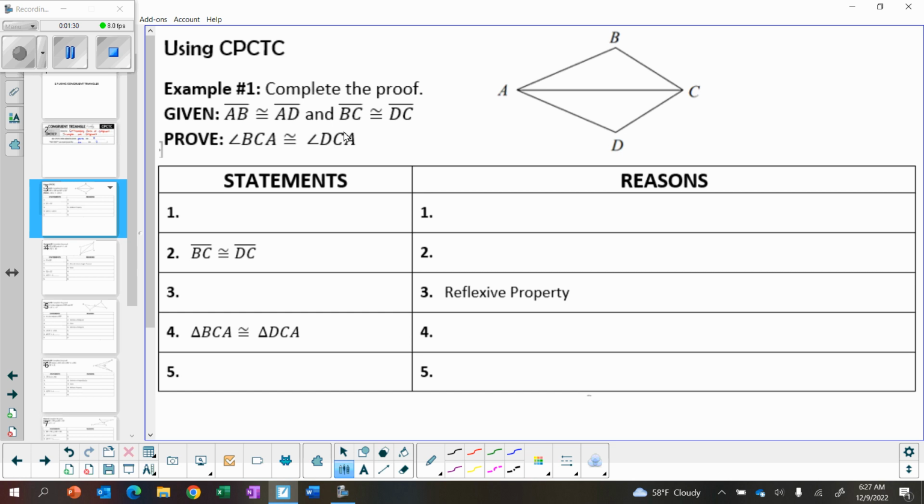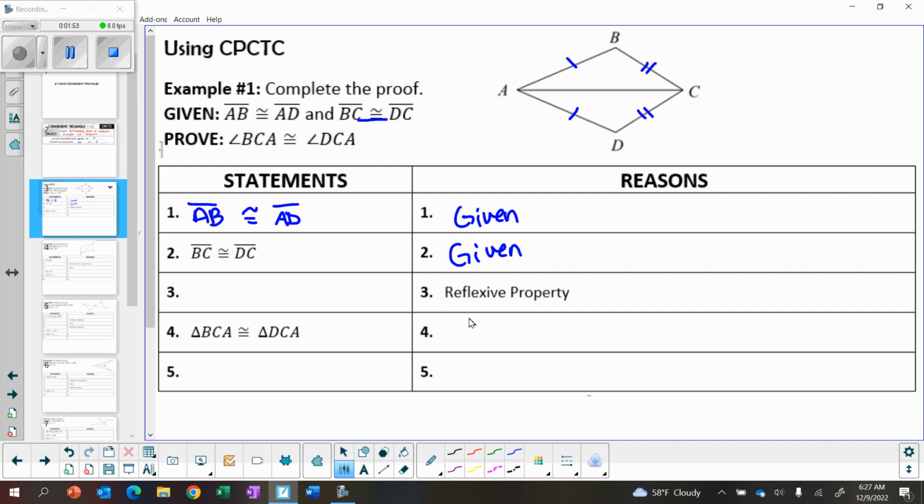So we notice they put BC is congruent to BC, so we know that's given. And then the other given they didn't mention is segment AB is congruent to segment AB. So once I'm given those two things, I'm going to mark them in the picture. AB congruent to AD, and BC congruent to DC.